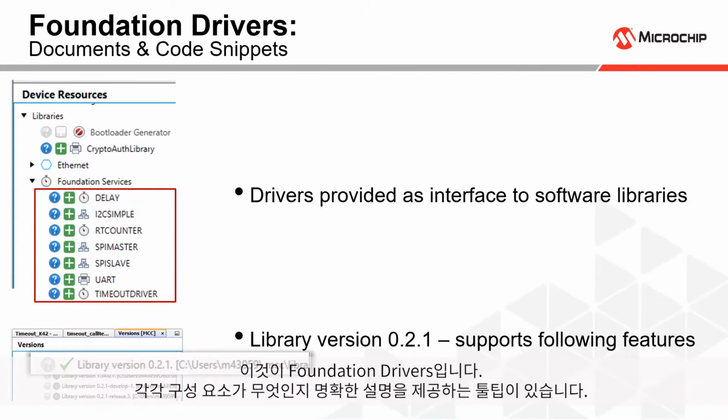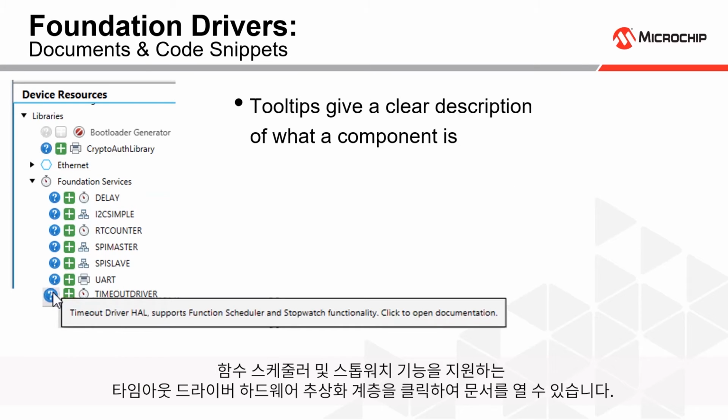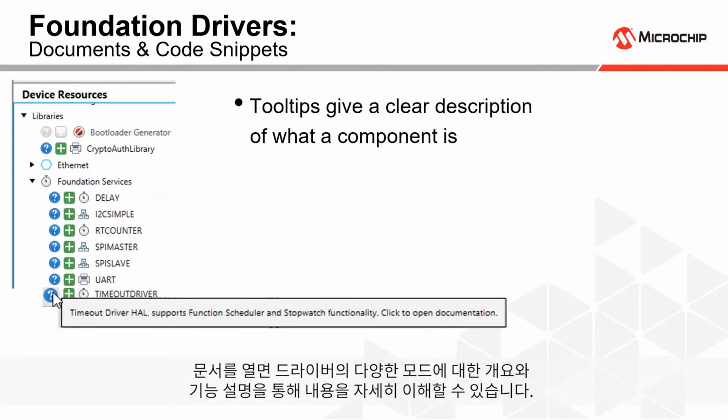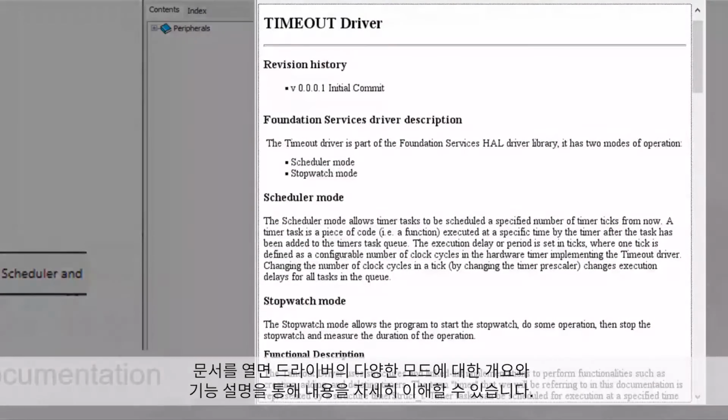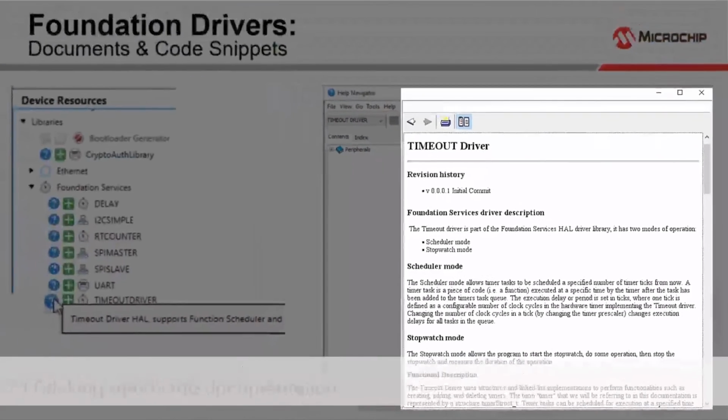So here are the Foundation drivers. Each will have a tooltip giving a clear description of what the component is. Here we can see the timeout driver hardware abstraction layer supporting a function scheduler and stopwatch functionality, and then we can click to open the documentation. When we open the documentation, we get an overview of the different modes of the driver, as well as a functional description so that we can understand certain aspects of how the driver was implemented.